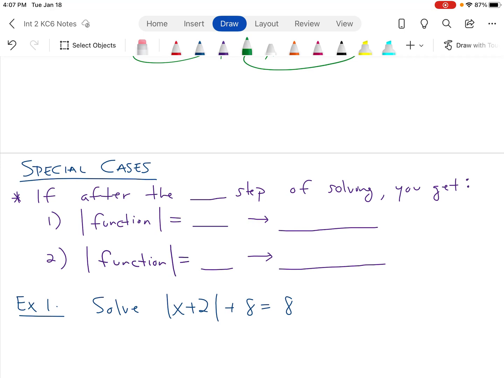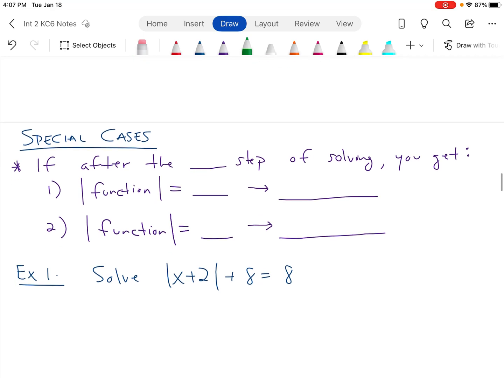Okay, so, for example, after the first step of solving, so after you get the absolute value by itself on one of the sides, usually the left side, you get the absolute value of a function equal to 0. So whatever it's equal to, if it's 0, then that means that there's only one solution. Okay, so far we've done examples where you get two values for x. So now if it's equal to 0, you're only going to get one.